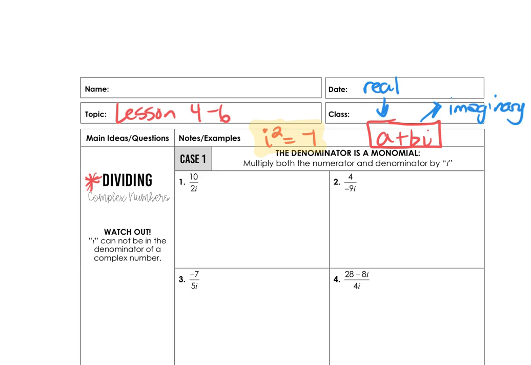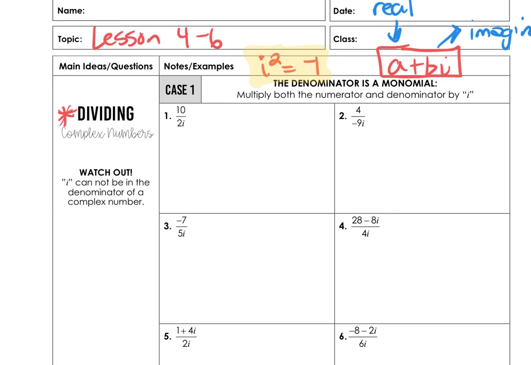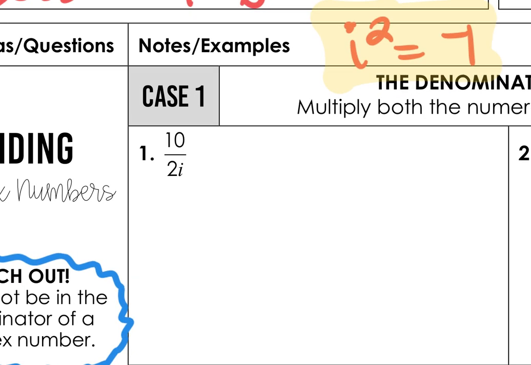So let's get started. The biggest rule for dividing is the fact that we're not really dividing, we're multiplying. I know that seems really weird, but the little watch out note is that i cannot be in the denominator of a complex number. So when I look at a question like number 1, I see 10 over 2i. I cannot have this i down at the bottom. And so to fix it, what I'm going to do is multiply the top and the bottom by i.